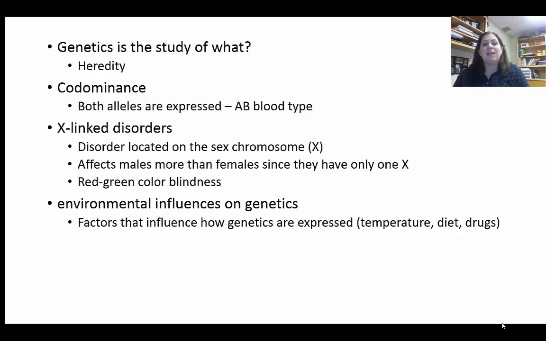Now remember that our genetics can be influenced by environmental factors. These factors that influence how genetics are expressed would be things like temperature, diet, drugs, all talked about within your notes.